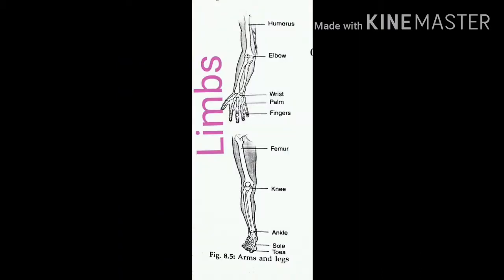Next we are going to see limbs. The arms and legs of our body are commonly called the limbs. We have two pairs of limbs.